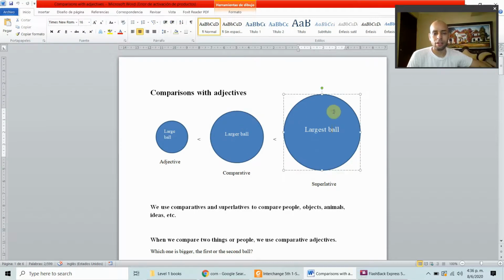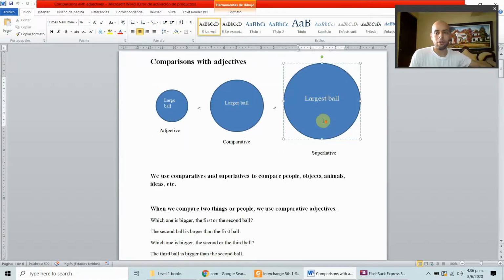And this ball is larger than this ball. Okay? So if we compare this and this ball, this one is larger. And if we compare this ball with this ball, well, this one is larger than this. But between the three, this is the largest ball. If I compare the three objects, the three balls, this ball is the largest ball. I'm using here the superlative. We're going to take a look at that now.